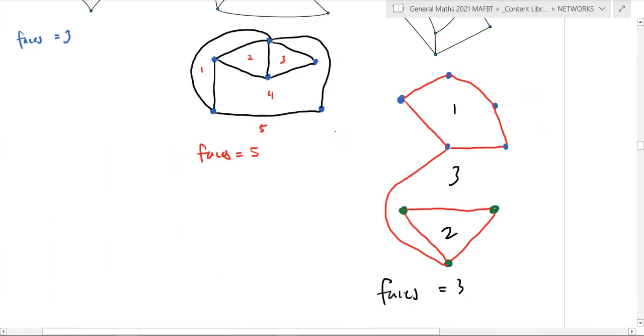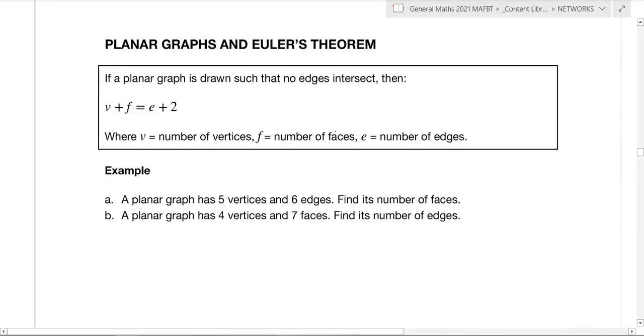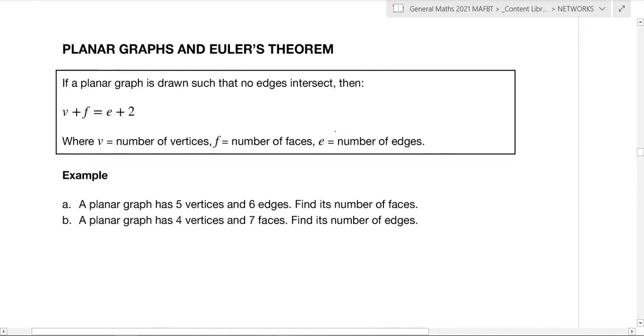All right, let's move on. Last part here is Euler's theorem. If a graph is drawn such that no edges intersect, meaning if a graph is drawn and it is made planar, then this formula should make sense: V plus F equals E plus 2. Meaning that V plus F should be equal to whatever E plus 2 will be.